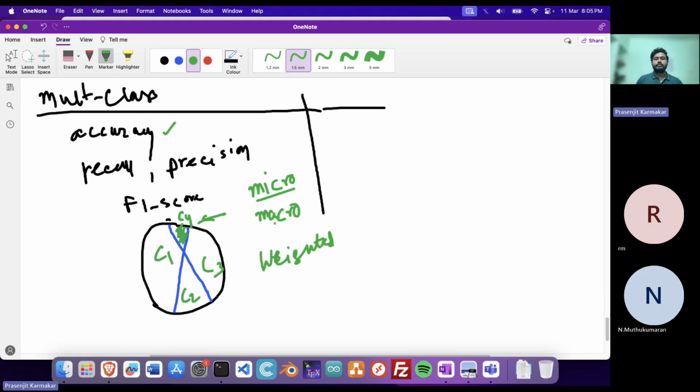Now macro is different. Macro treats all the classes as having the same impact on the accuracy. So if I have some class which has very few instances in the data, then macro would be a better choice, because it will prioritize that class more. In the case of micro, it will not be considered that much, because obviously it has fewer data points. Now, weighted is something different.